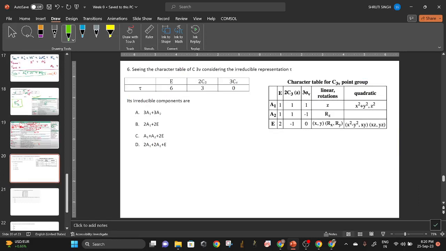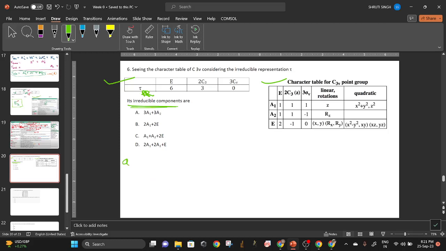Now question number 6. This is again the same thing. Now you should do this one. In this we have not been given any molecule, but we have been given the tau RR and the character table as well. So tau RR is given. Now we need to reduce it, write it as the sum of irreducible representations. So you need to find out the constituent irreducible representations.